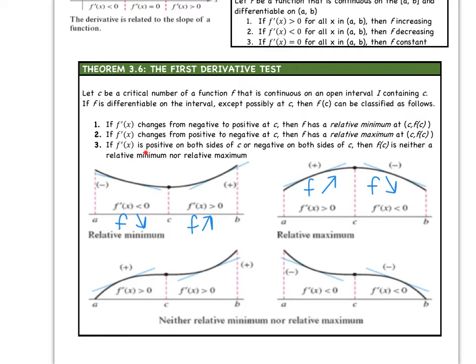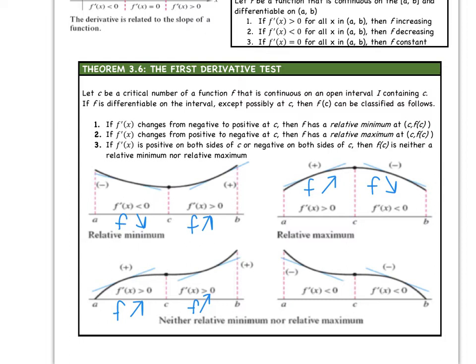If f prime is positive on both sides of c or negative on both sides of c, then f of c is neither a relative minimum nor a relative maximum. That means that point c is a critical number, but it's not a relative extrema. So for instance, f prime is positive, so f is increasing. And over to the right of c, f prime is positive, so f is still increasing. So there's no relative extrema there.